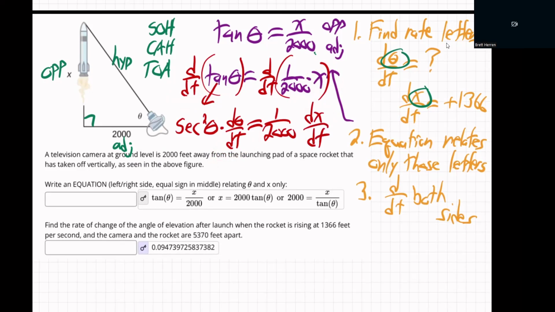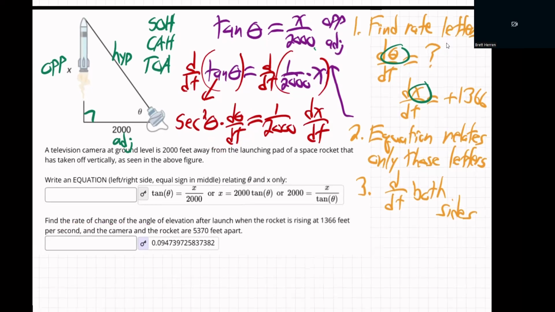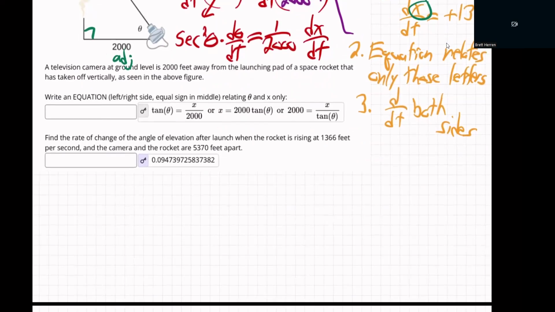All right, so what do we do now? Well, we're trying to find, what do they ask us for? Find the rate of change of the angle, d theta dt. Want to find d theta dt. Okay, how are we going to do that? Let me bring this down and down. Well, remember that secant squared is 1 over cosine squared.